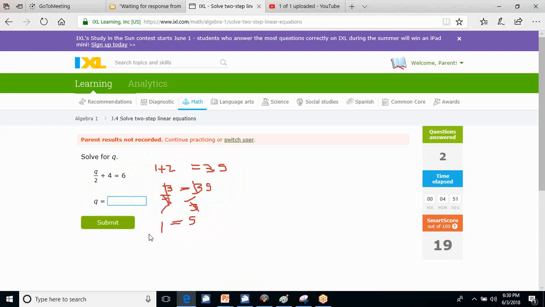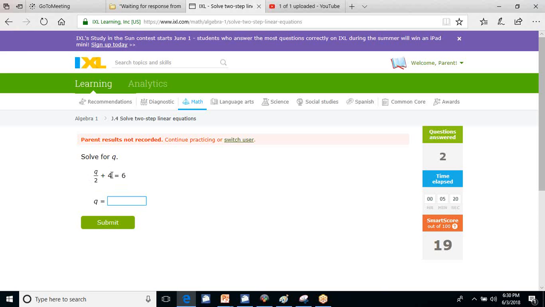All right. So let's do 2 more and then we can stop. So this is now a little bit different. Q over 2. It's the same approach. So when you see things like this, don't get flustered. The same approach. So you're going to solve for Q.